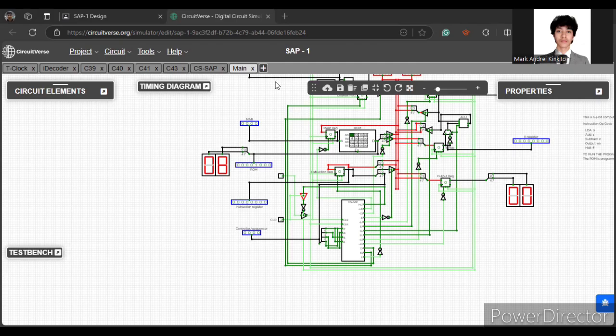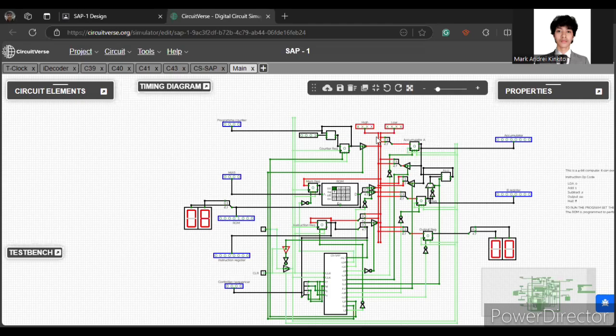Then next is the accumulator, which is here at the top, accumulator A. This one is for arithmetic and logic operations. It temporarily stores the result of operations performed by the ALU. For instance, when adding or subtracting numbers, the result is stored here before being moved to the output register.